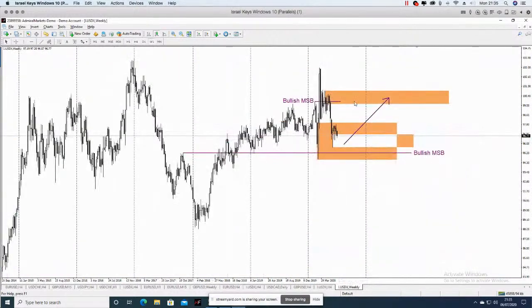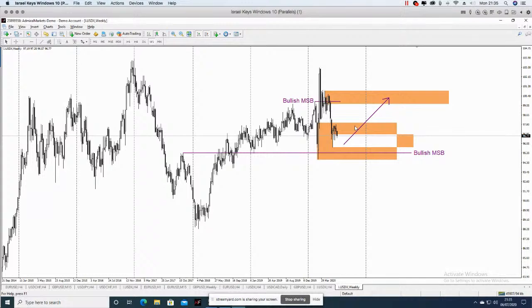Our weekly chart is telling us now, you've got to take the weekly with a grain of salt, because the weekly could play out over years. So the fact that it says bullish on the weekly doesn't mean you just jump in and take a bullish trade. You need a smaller filter.